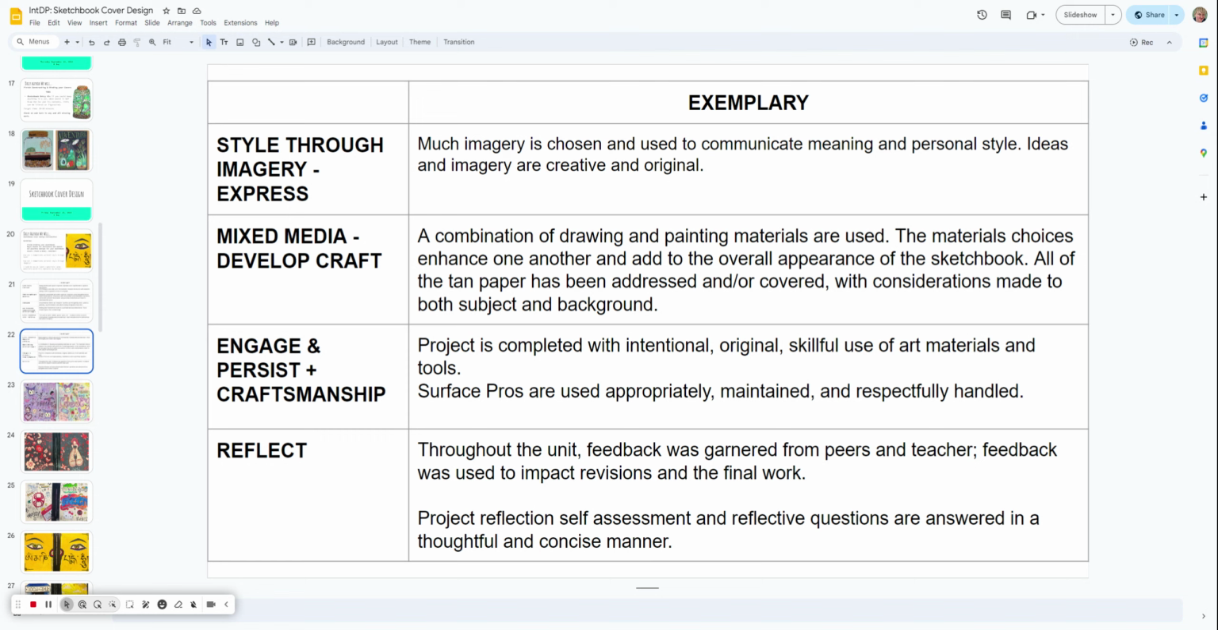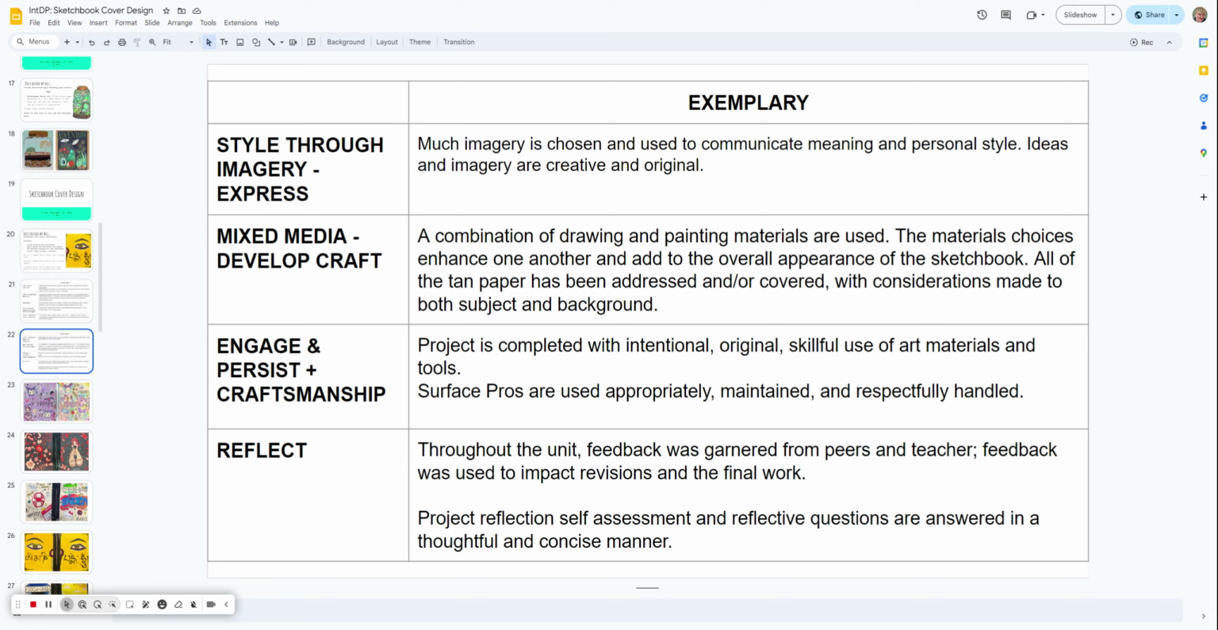And then the last project-specific criteria is going to be looking at mixed media. So for this project, I'll talk about this one a little bit more when we get into next week when we start to get past the initial sketch. Mixed media, you're going to be thinking a combination of drawing and painting materials are used. You're thinking as you select out these materials, thinking of having these enhance one another. They add to the overall appearance of your sketchbook.